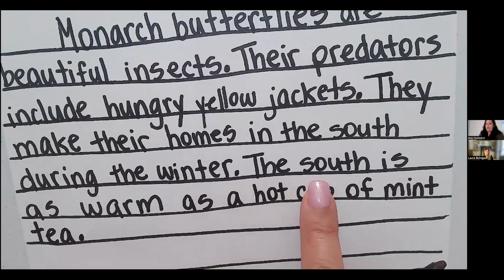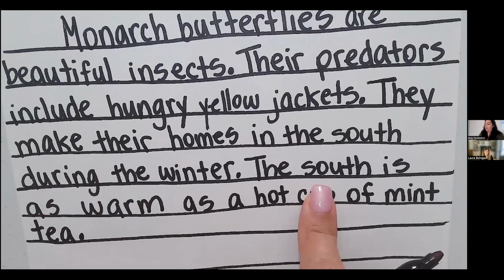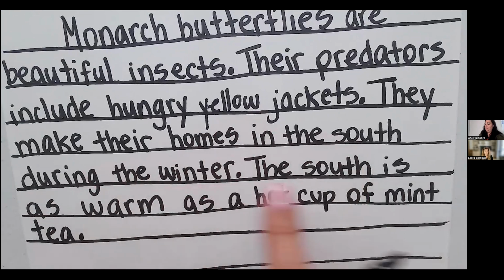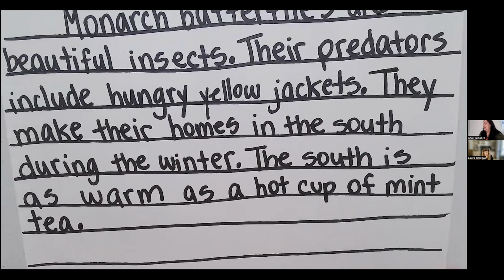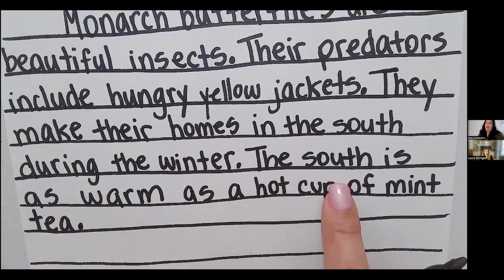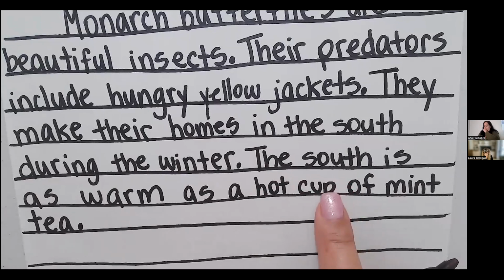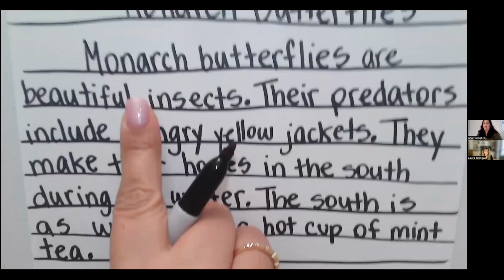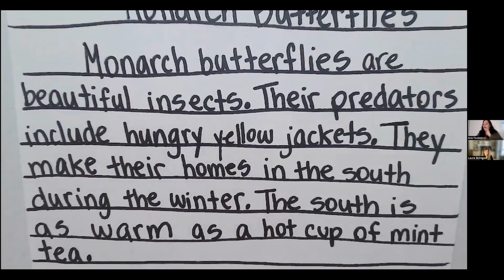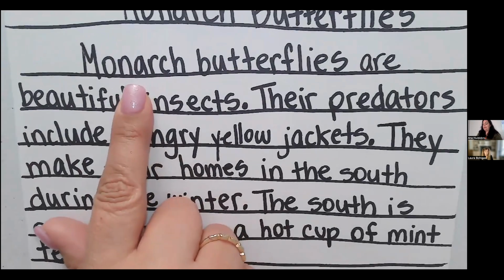So in our minds, we could tell that the monarch butterflies, they move to the South because it's warm. And when you use a simile in your writing, it makes it a lot more interesting. It's a lot more interesting than saying the South is hot or Mexico is hot, because remember, that's where a lot of the butterflies end up. Perfect. So I'm going to go ahead and read this out loud. I'm going to read mine. You go ahead and follow with your eyes.